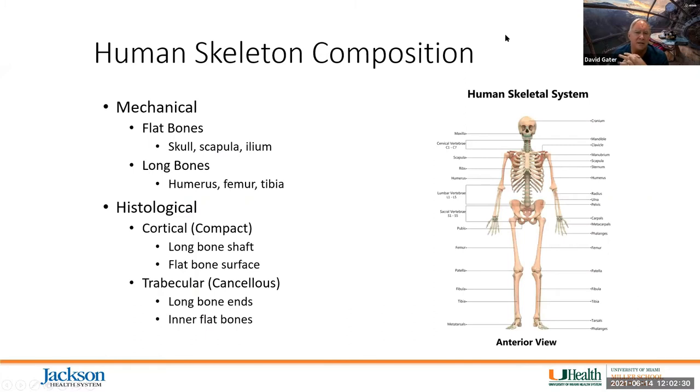So as we consider the skeletal composition, generally we can classify bones as flat or long bones if we consider just from a mechanical standpoint. So the flat bones, those in the skull, the scapula and the ilium, whereas the long bones are considered humerus, femur, and tibia. We could also look at bone from a histological standpoint, and that would be characterizing cortical or compact bone, which is what we find at the long bone shafts and at the flat bone surfaces, as well as trabecular or cancellous bone, which is what we find at the long bone ends and with the inner flat bones.